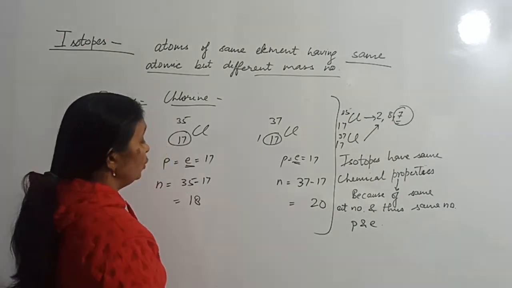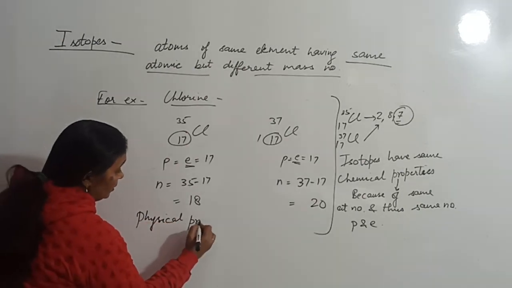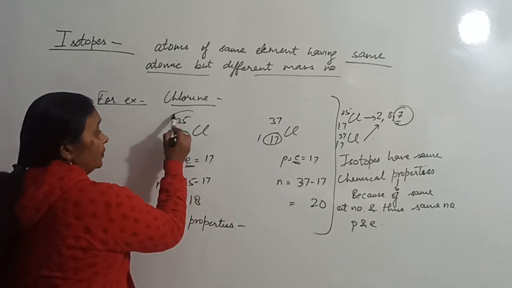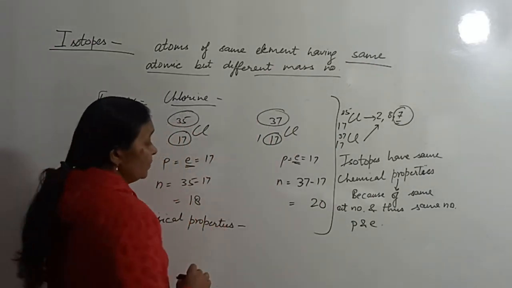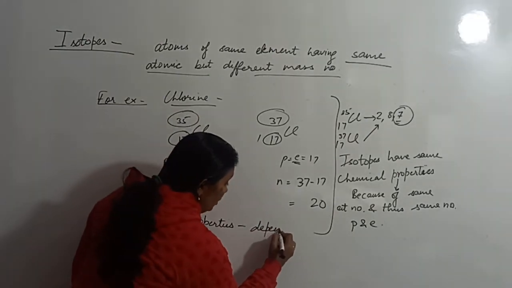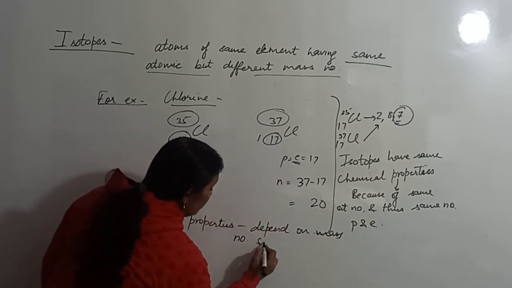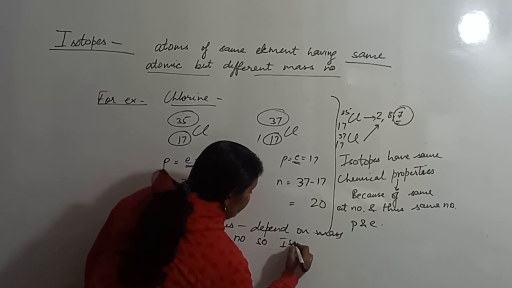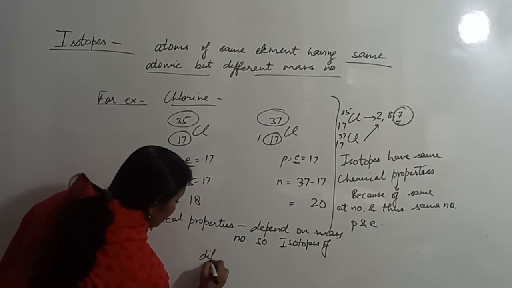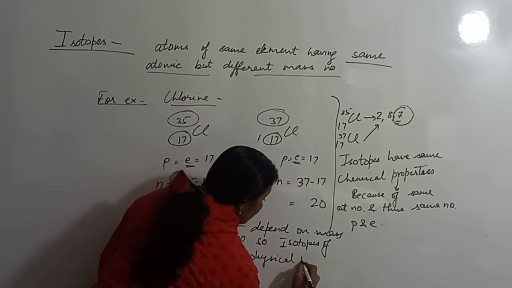But if we talk about the physical properties like boiling point and density, since the mass number is different and physical properties depend upon mass number, isotopes have different physical properties.